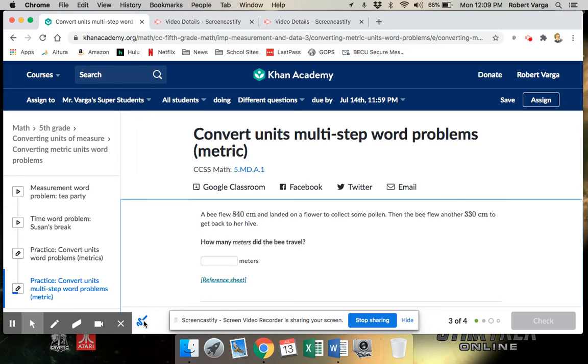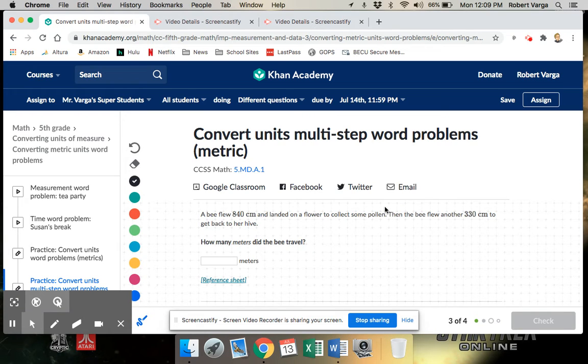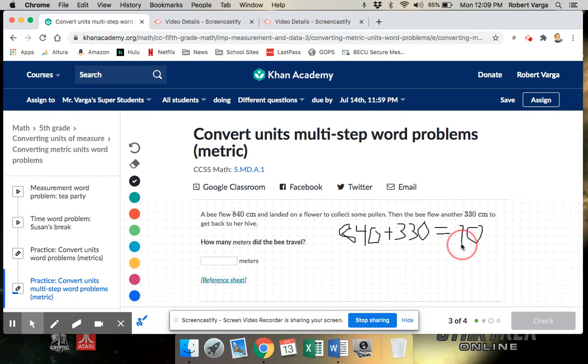Okay, so here, the first thing I'm going to do, because remember, this is multi-step, is I'm going to have to add these two together. So 840, excuse my messy writing, plus 330, that's going to equal what? 1170. Okay, so now that's step one. Remember, this is always multi-step.